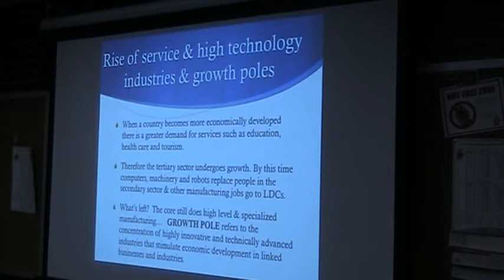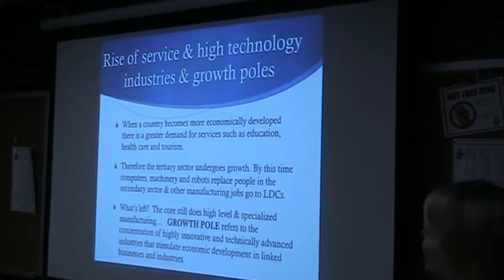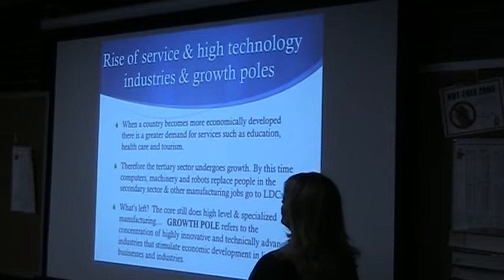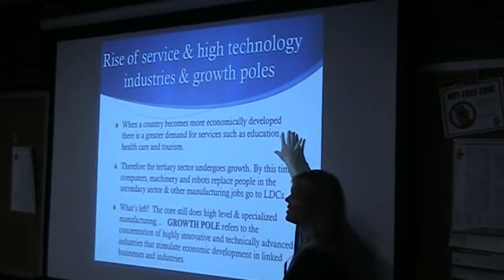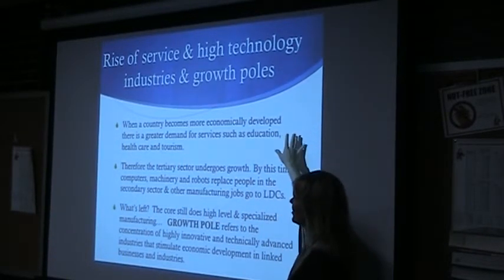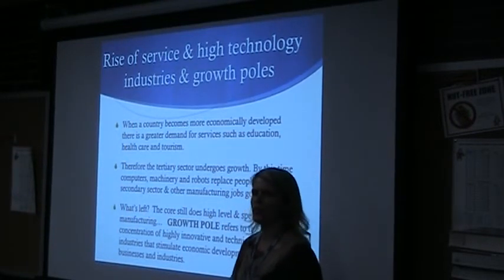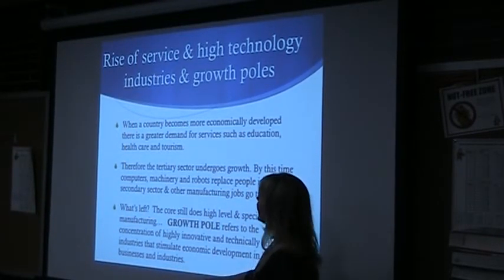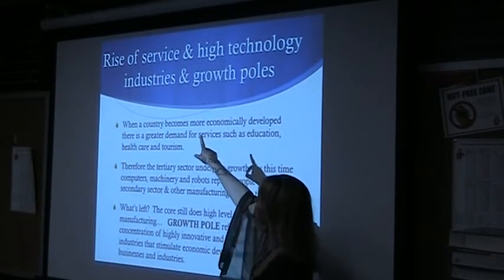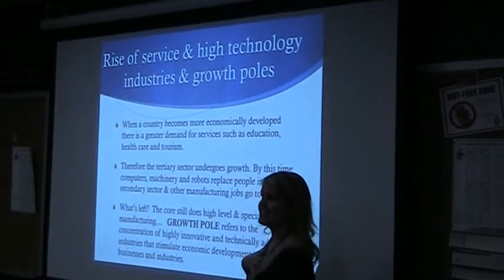So this is the last little section in Part C, Rise of Service in High Technology Industries and Growth Poles. So as our economy changes, we've become more developed. We want more services. We want better education. We need more health care as our population gets older. We have more money for tourism. Our economy has shifted from secondary to tertiary. The rise of service. That's us.